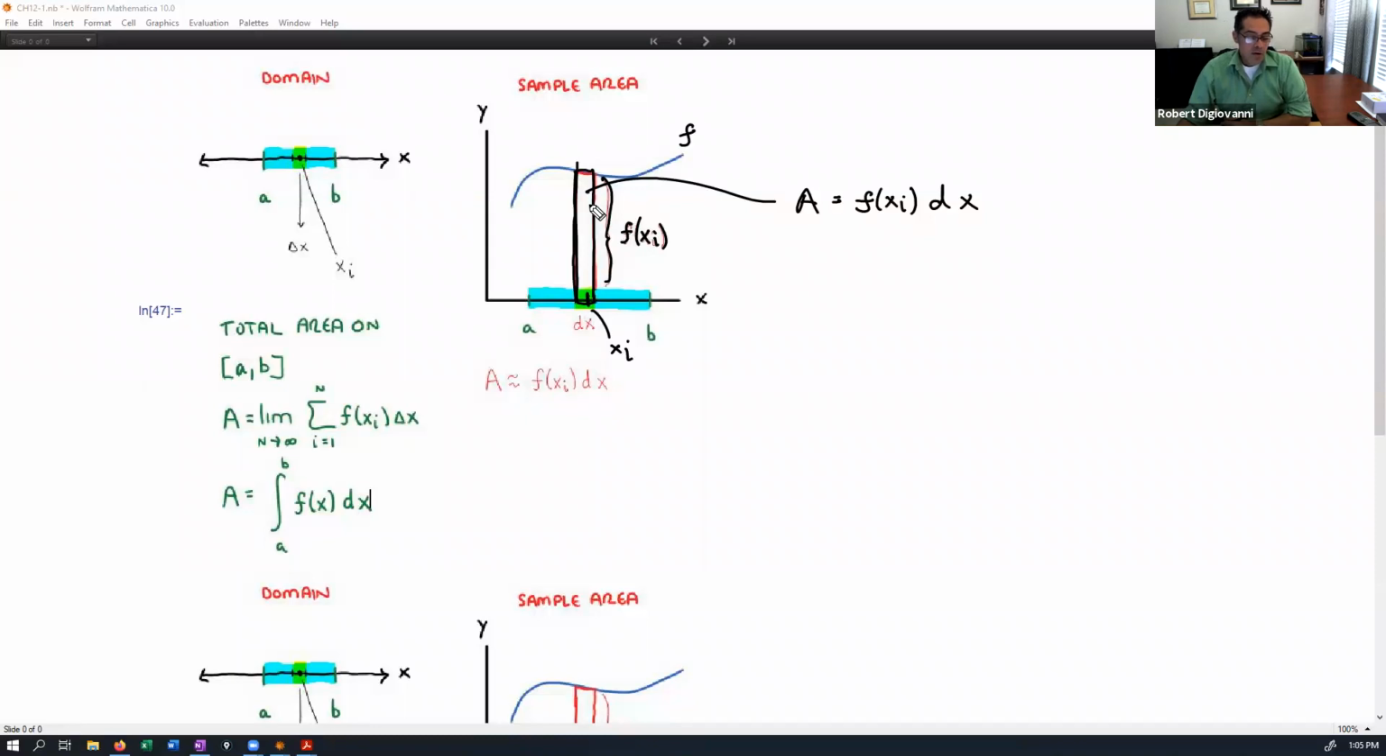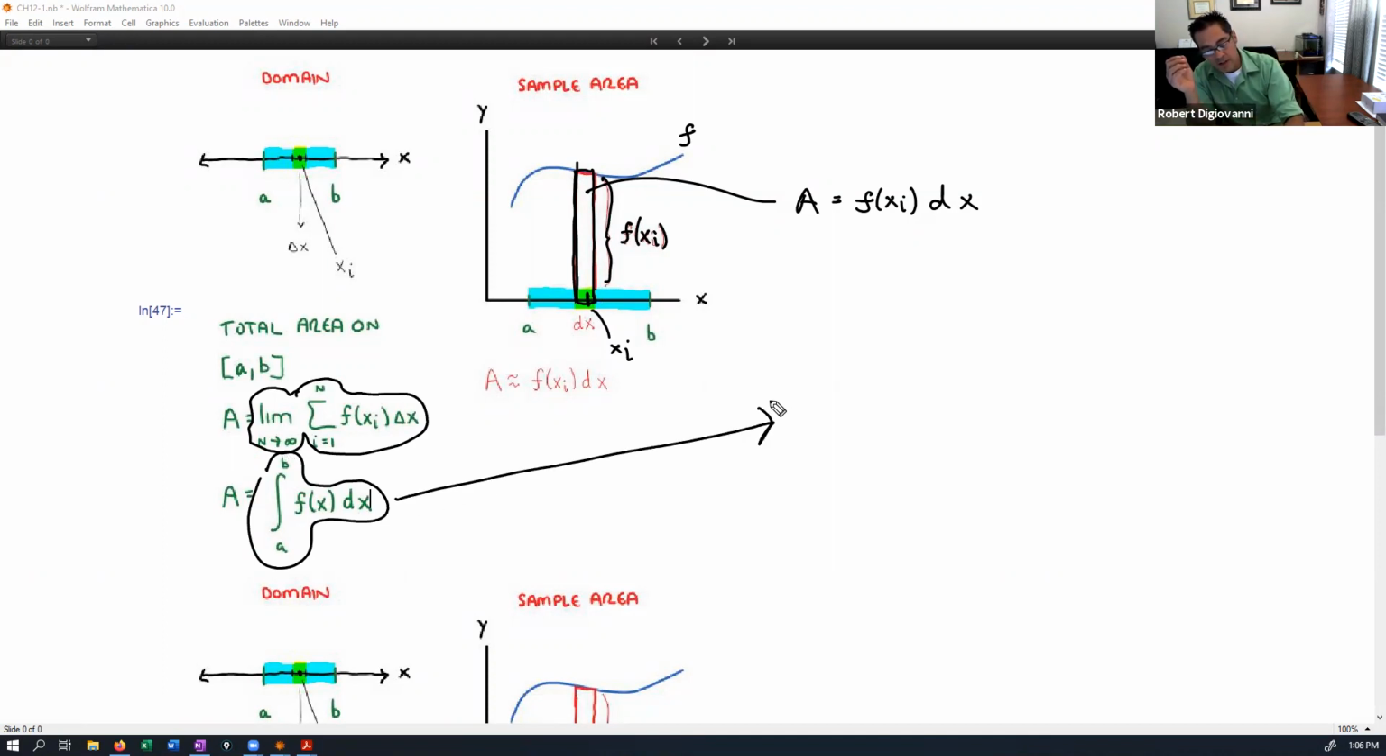Now, to get the total area, we took a limit as the number of these rectangles went to infinity. Then the fundamental theorem of calculus tells us that this limit of this sum is exactly this integral. I don't know how much your Cal 1 professor instilled this into your mind, but I want to make sure you understand this formula.